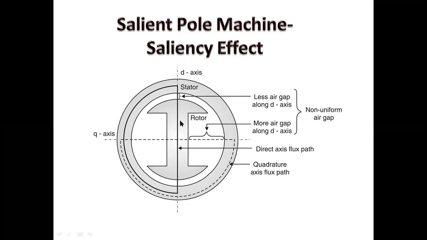Just observe this thick line. It is the flux distribution or orientation of flux along the direct axis. And this dotted line is the flux orientation along the quadrature axis. So this is known as the saliency effect of the salient pole machine.